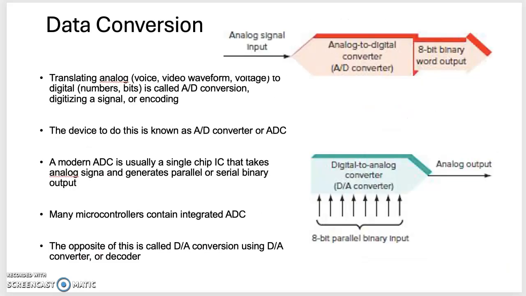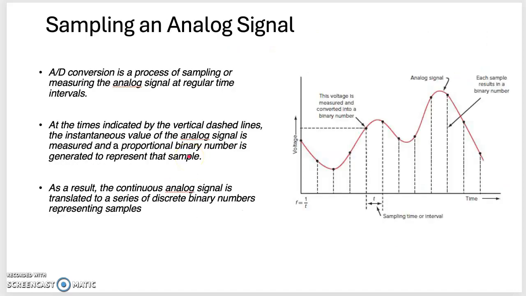Okay, so then we talked about data conversion, whereby we convert analog to digital, and then from digital to analog as well. So a modern ADC is usually a single chip IC that takes an analog signal and generates parallel or serial binary output. And then we talked about the sampling of an analog signal. Basically, sampling needs to be at regular time intervals, which tells us TS or FS. This is the sampling time or sampling frequency. When we have a frequency, it tells us that this happens at a fixed rate.